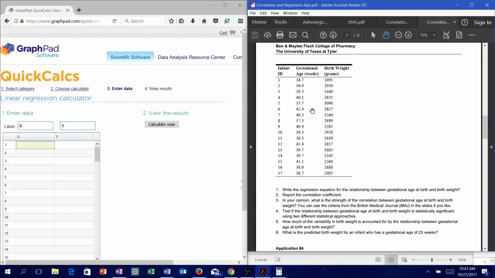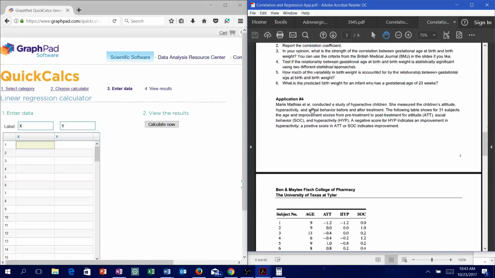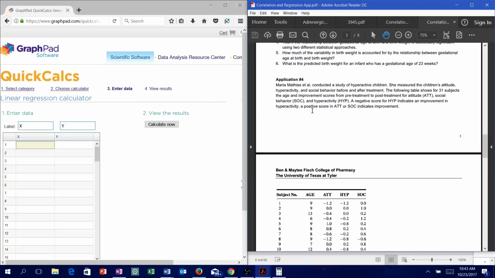So did y'all word it? I just said this cannot be predicted due to the gestational age being outside of the reported age range of the data. Yep. I don't know how to do number 4, or application 4. 31 subjects.